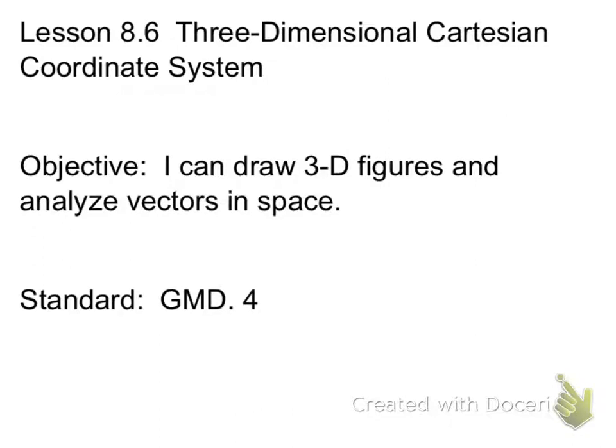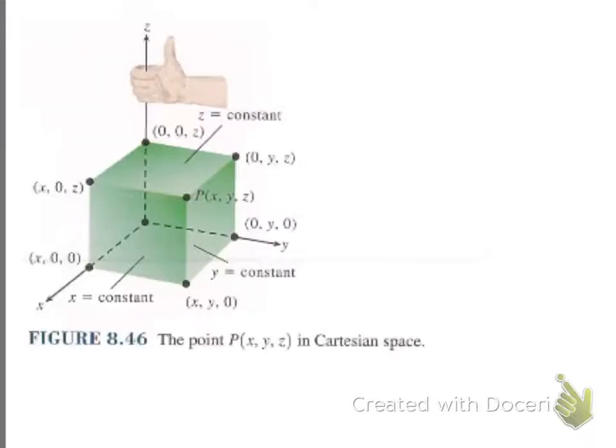Alright, so this says lesson 8.6, but it's really the last section of chapter 6. This is the three-dimensional Cartesian coordinate system. Our objective here is to be able to draw 3D figures and then analyze vectors in space. So this does have to do with vectors, it's just in a different chapter.